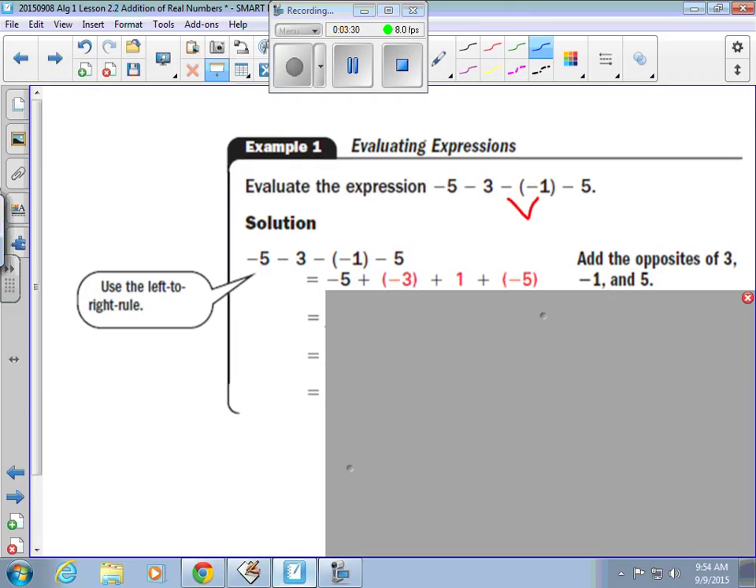And oftentimes I'll have students draw in, anytime you have minus a negative, draw the two lines in and make it plus a positive. But you can see that's what happens right here. Plus 1. Minus 5 means plus a negative 5.